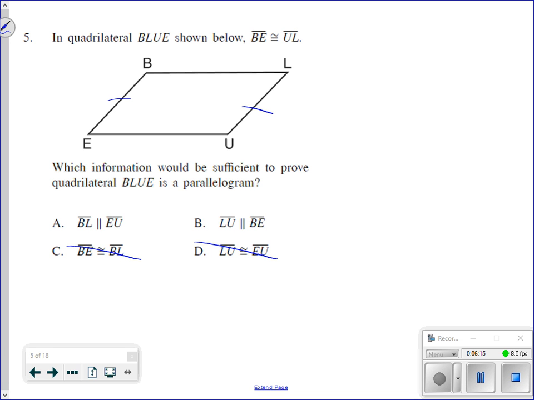Well, this one goes back to the same thing as number 3 from the front page, is that if you do BL parallel to EU, that gives you your one set of sides congruent and one set of sides parallel. That does not give us a parallelogram. What we need is we need to look at choice 2 or choice B, where we get LU parallel to BE. That gives you your one set of sides both congruent and parallel, and that's kind of our hidden parallelogram property.